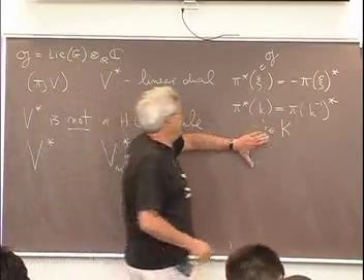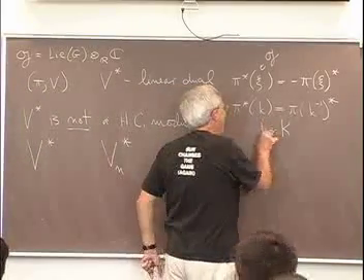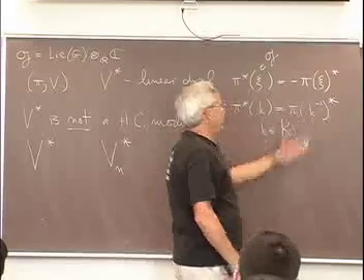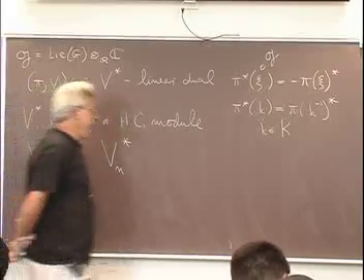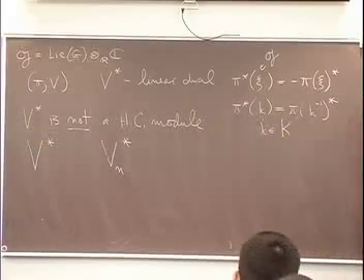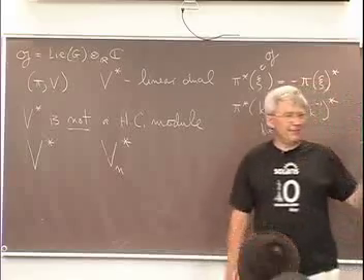This is the element of the group K, and putting the inverse here is so that we get the right type of action. So, is this clear? Yeah. Okay.